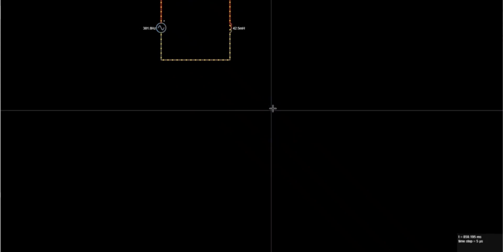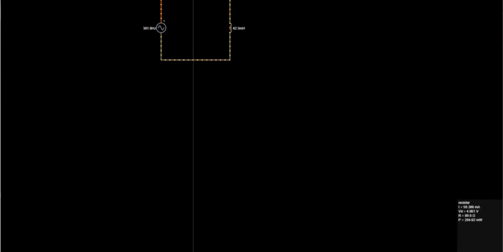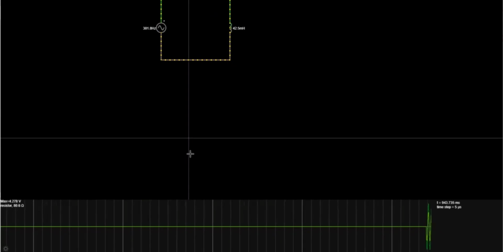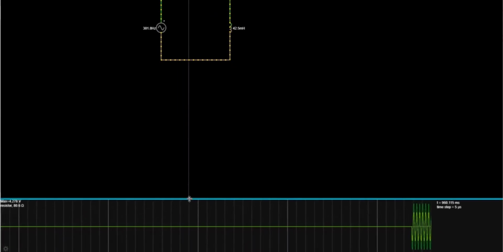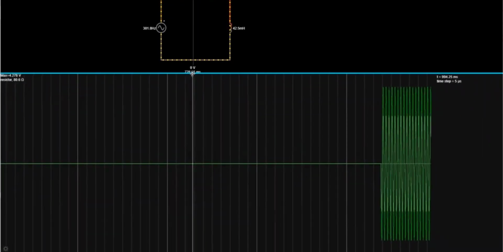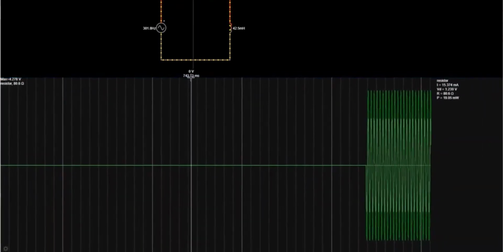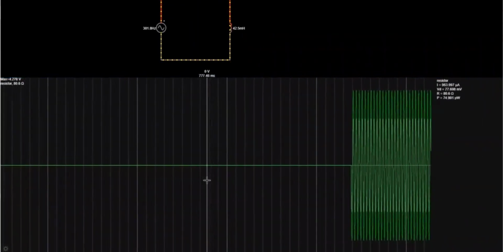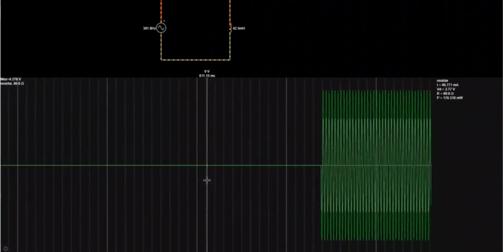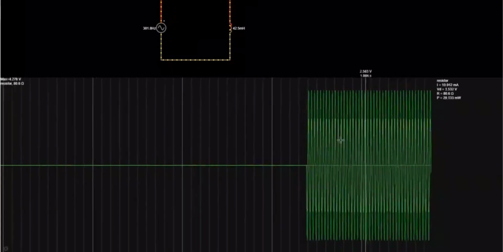So let's investigate that. Put your mouse on top of the resistor and right click and select view in new scope. There it is. And then let's do this. Take your scope and let's make it big. Enlarge your scope so it's really easy to read. Okay, so now we're looking at the resistor in the scope. So the scope is the graph.